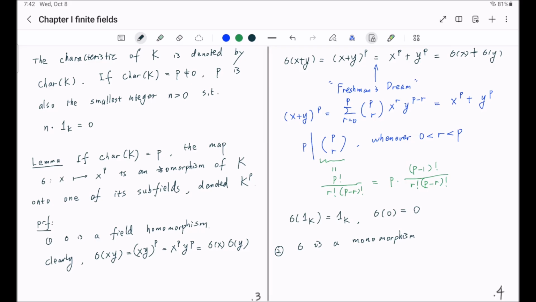And this is also obvious, because if sigma of x is equal to x^p equal to 0, then immediately we have x equal to 0. And this finishes the proof of the lemma. And the map here is often referred to as the Frobenius endomorphism.